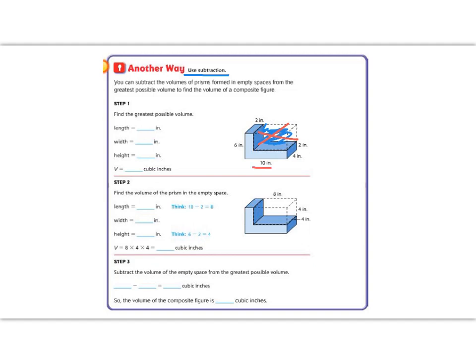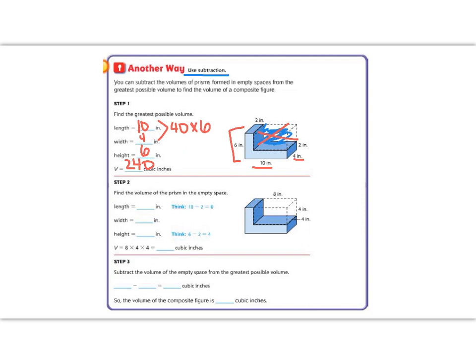So the length is 10, the width is 4, and the height of the whole thing is 6. So 10 times 4 times 6. So 10 times 4 is 40. And 40 times 6, 6 times 4 is 24, and add the 0 on the end. So the whole thing, if this were full, is 240 cubic inches.